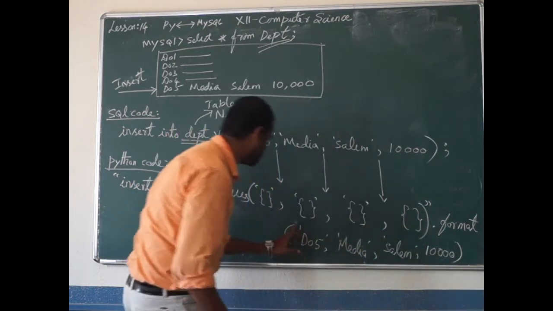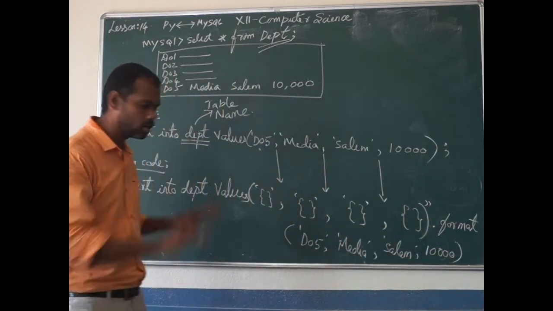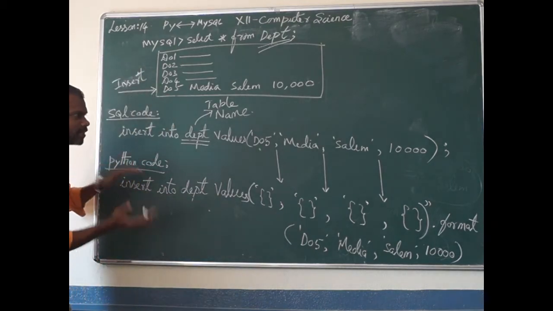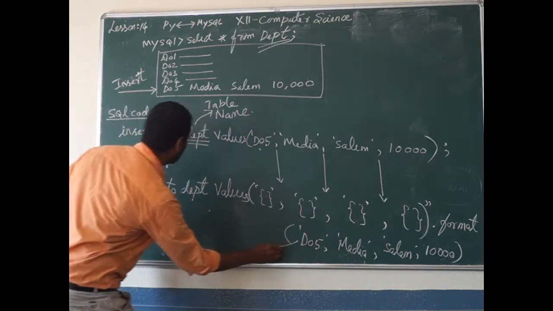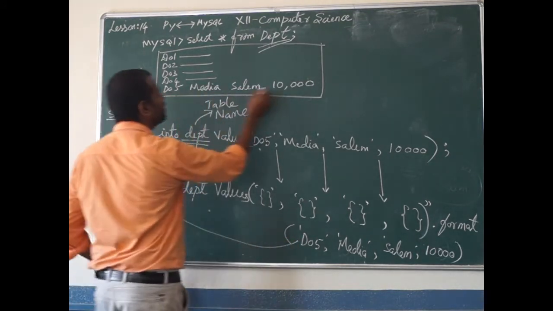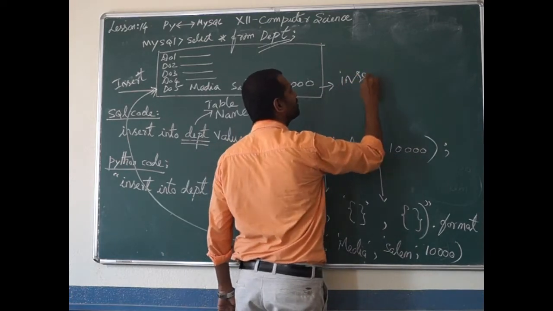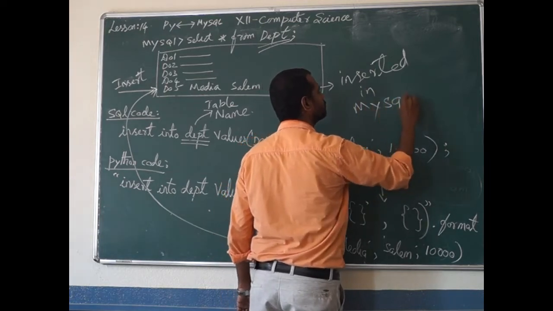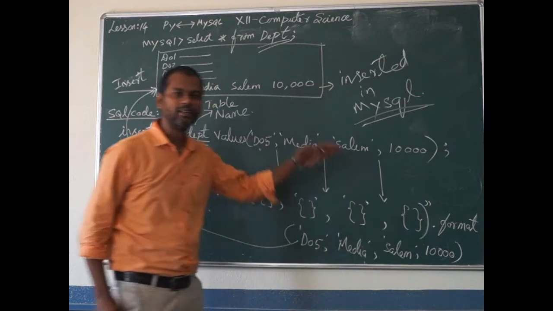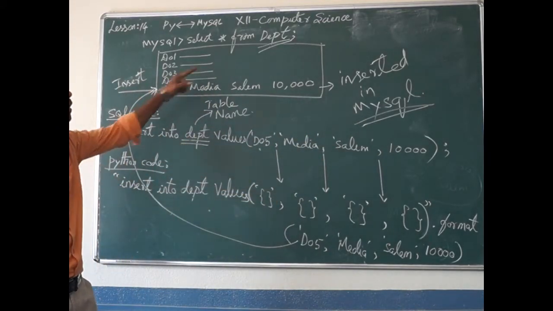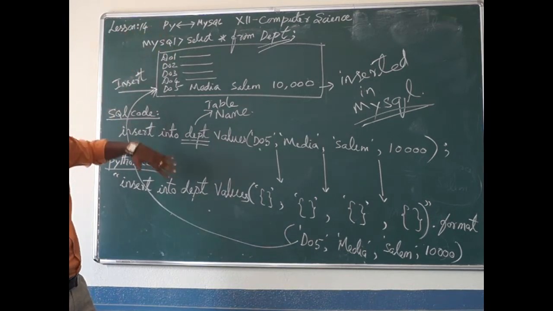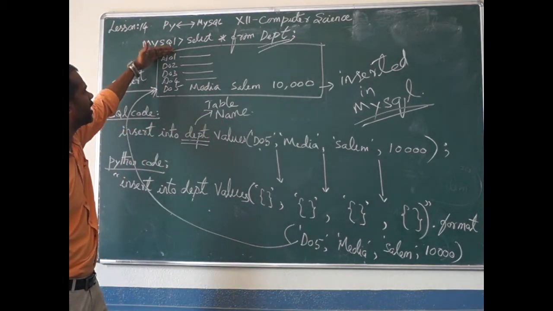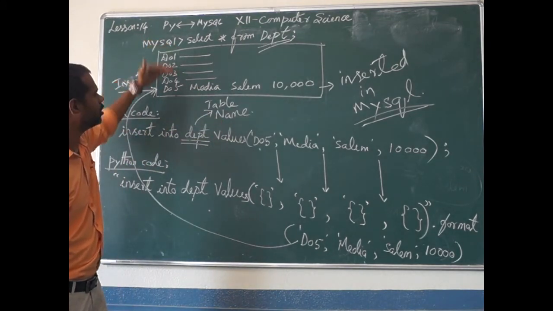So for all the values you have to use the normal brackets. Clear? So if you write the coding in Python, this data will be reflected back and inserted in MySQL. Understand? You can go and check. You can type select star from depth again, and you can see all the D01 to D05 data.